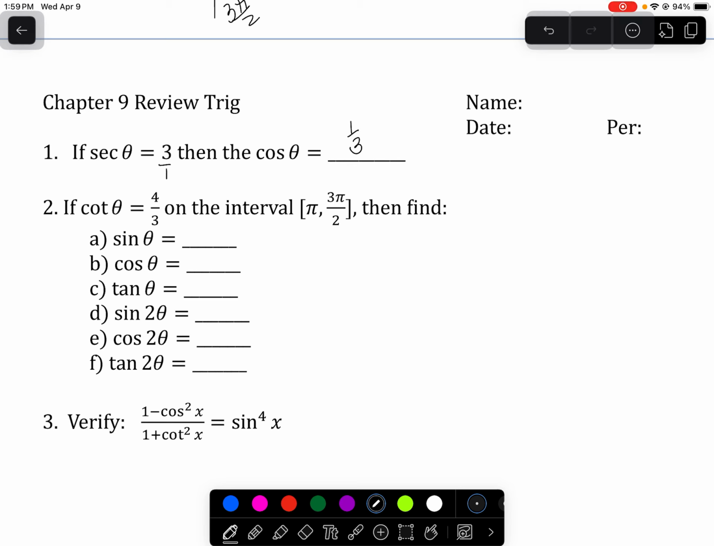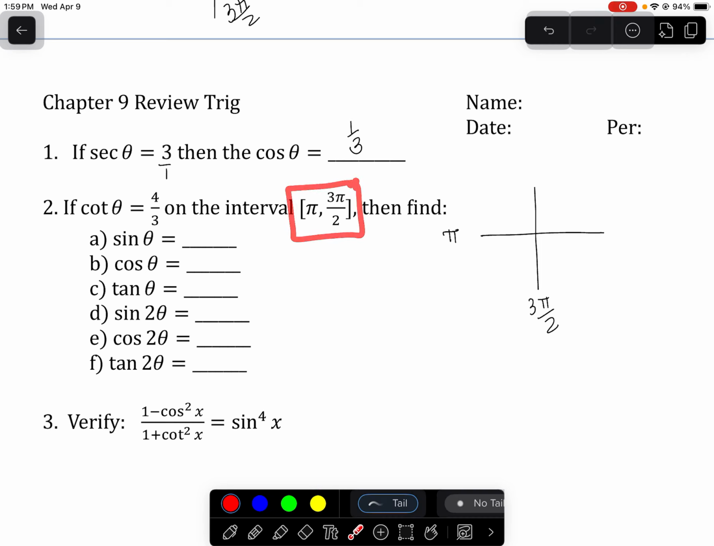Okay. Now let's take a look at problem number 2. The first thing you want to do is draw an XY grid and mark the interval that they're talking about. So that's from pi to 3 pi over 2, or 180 and 270. Okay. Pick any point in that quadrant, connect to the origin, connect to the x-axis, put in your theta, and then mark what we know about the third quadrant. Our x is negative, our y is negative, and our hypotenuse is always positive.